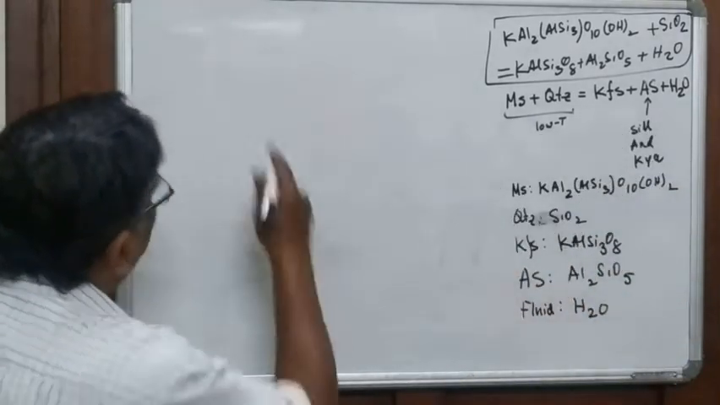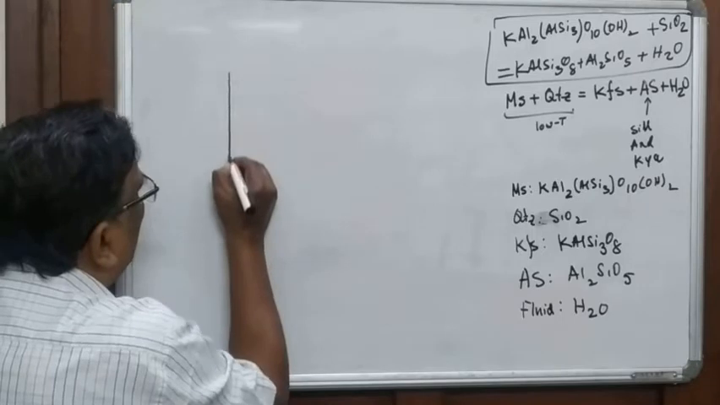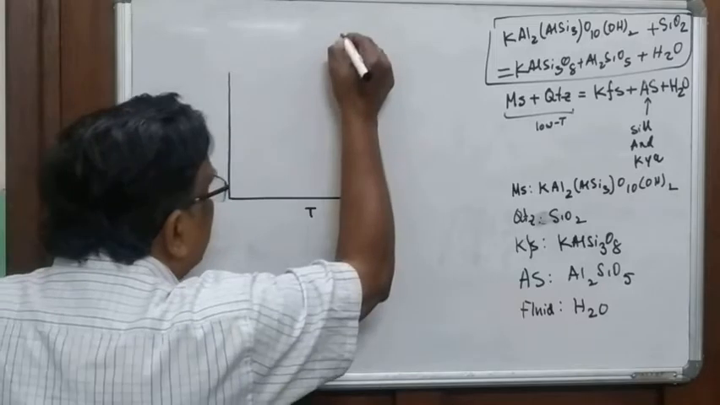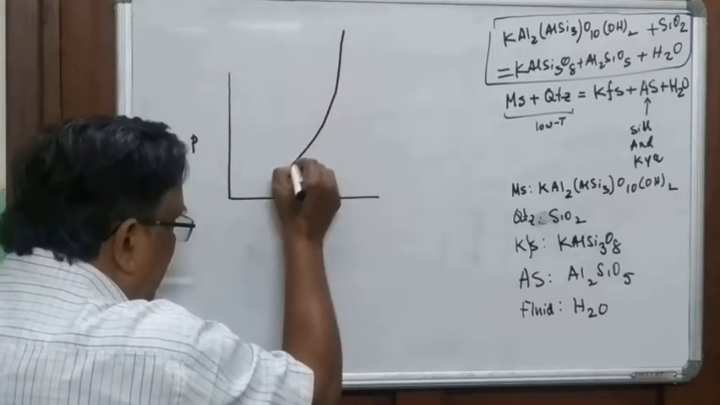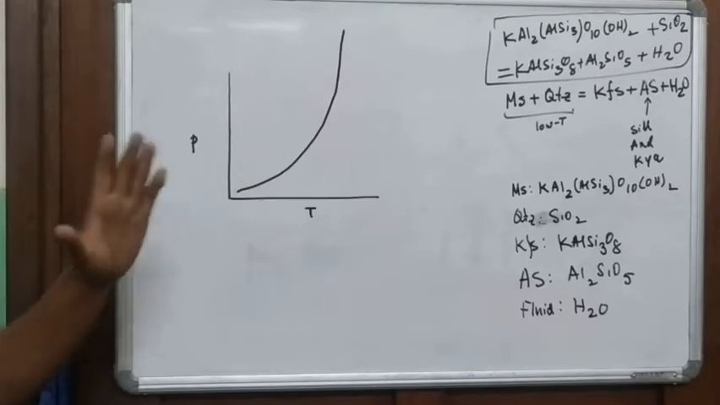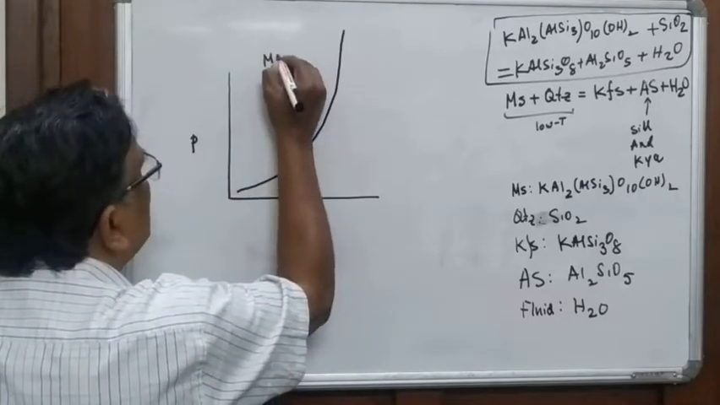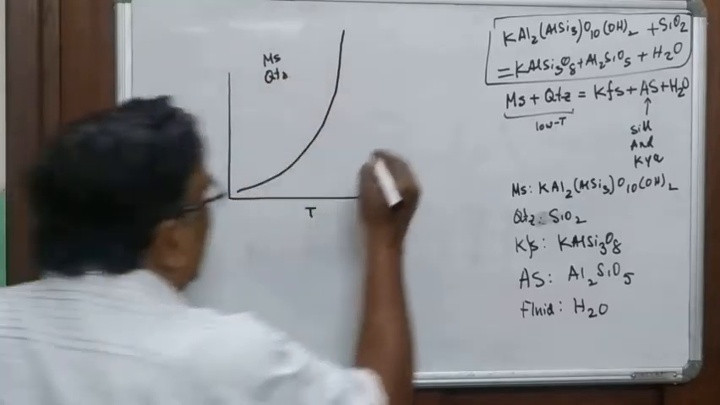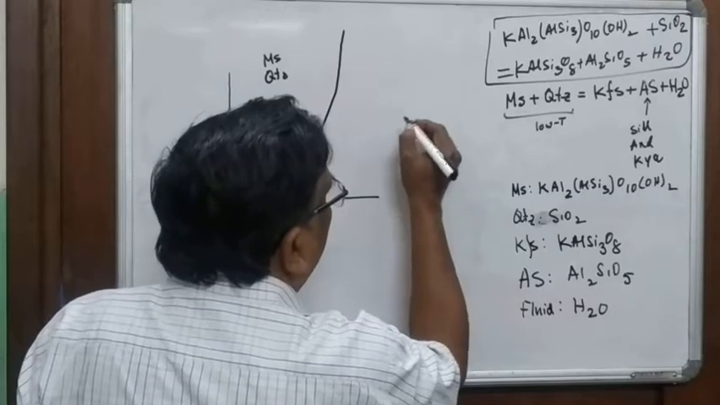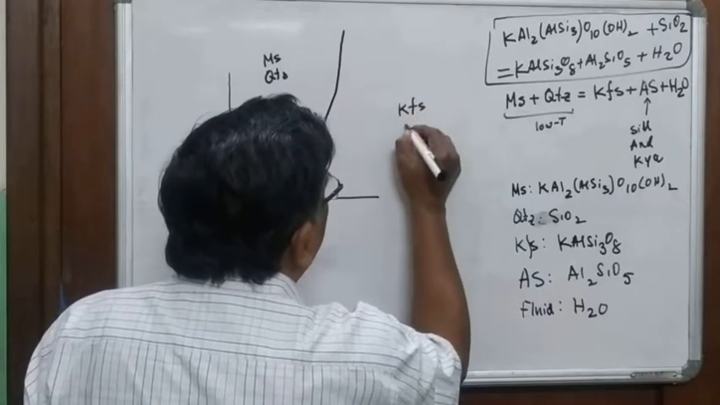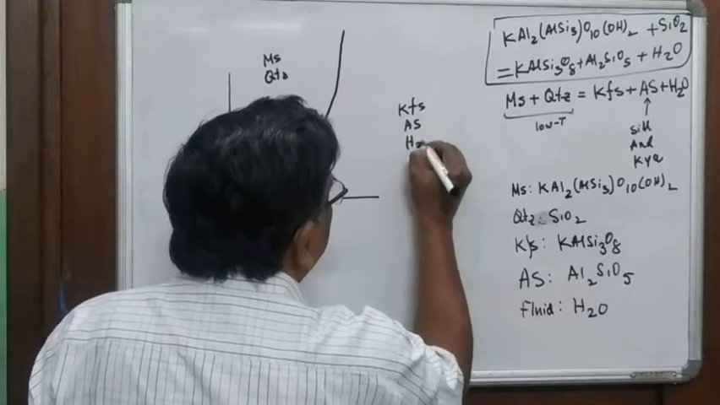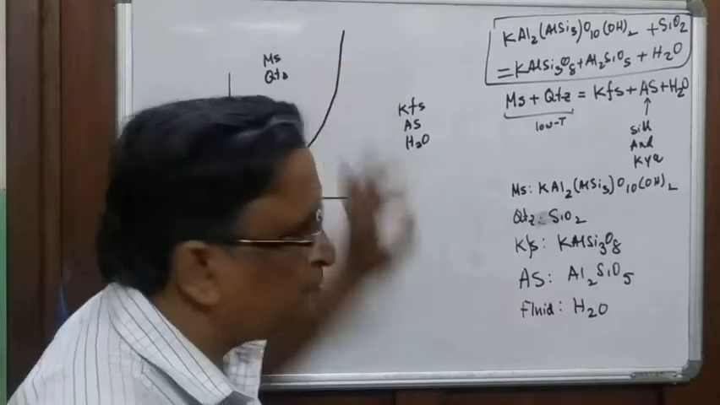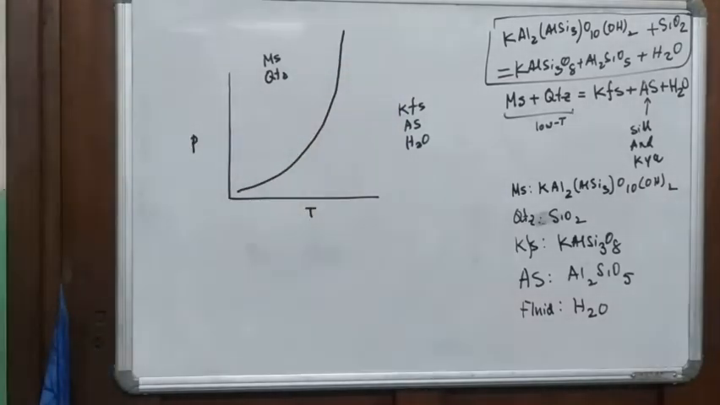Now, if I draw a diagram, temperature, pressure, this is how the reaction looks like, with muscovite and quartz to the left, low temperature, and K-feldspar, aluminosilicate, H2O on the right. H2O, of course, you can't see, so K-feldspar and aluminosilicate is the high temperature form.